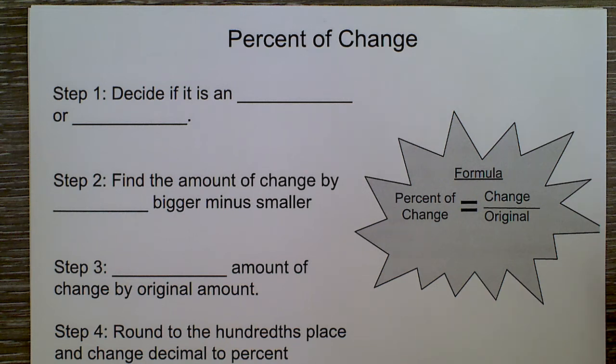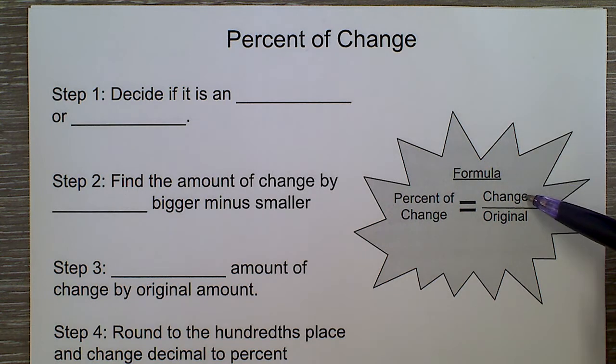Today we'll be covering percent change. The formula for percent change is to find the change and divide by the original. Now in math, change always means you are going to subtract. So keep that in mind anytime you hear the word change, we're talking about subtraction.